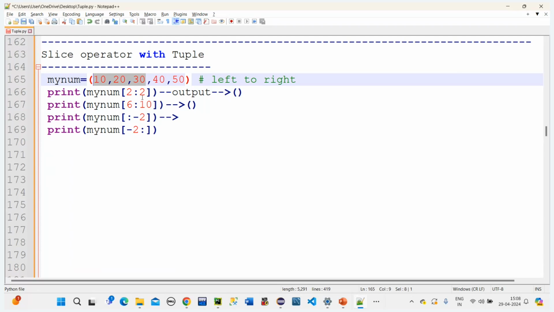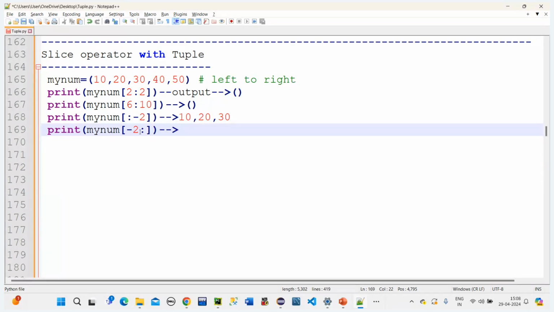So the answer should be what? 10, 20, 30. Understood, everyone? Or should I explain it again? And how about this answer? This is starting only at -2. -2 means this 40. And from 40, it should go always where? When it is 40, it should go from left to right. So 40 and 50.